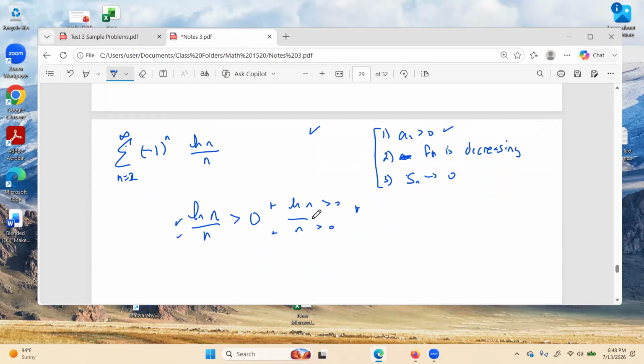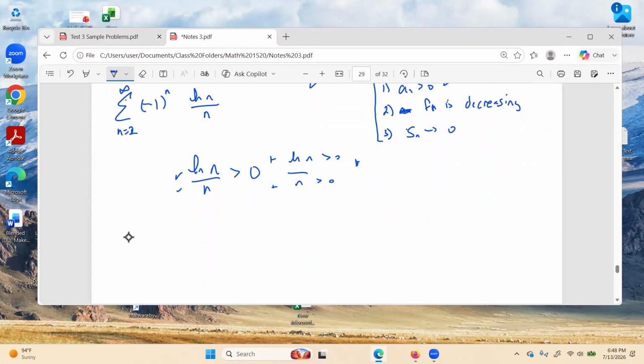Second thing, is it decreasing? So what I'm going to do is say, instead of my f of n, f of x, which is going to be ln of x over x, because I want to take a derivative to see if this is actually a decreasing function. And we have to take derivatives of continuous functions, not discontinuous ones. So we don't want to do n's, we want to do x's instead.